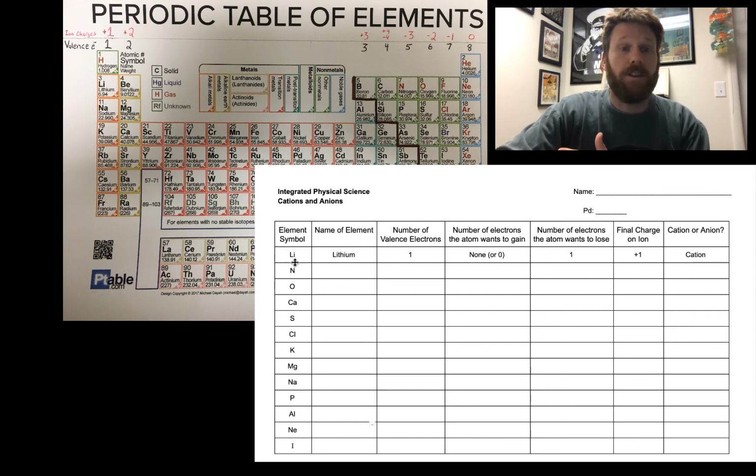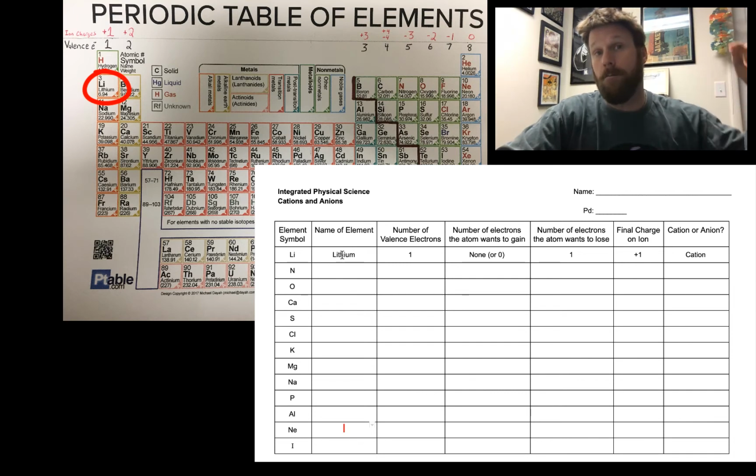Now, let's start with lithium, the example I have done for you. The symbol is Li. I want to find that element on my periodic table and make note of what group it's in. So lithium is right here in group 1 on the periodic table. If I look at the headings I have above each group, I can see that lithium and all the other alkali metals have one valence electron.